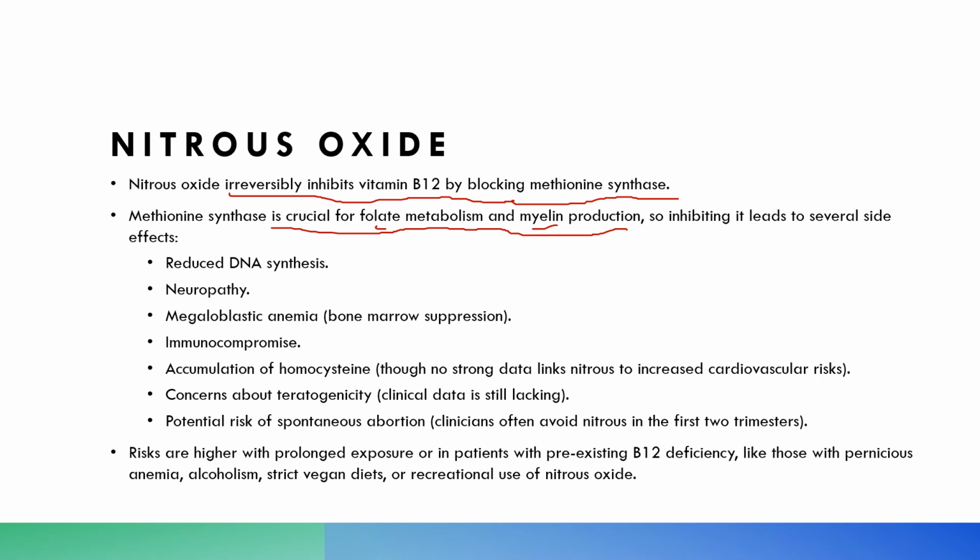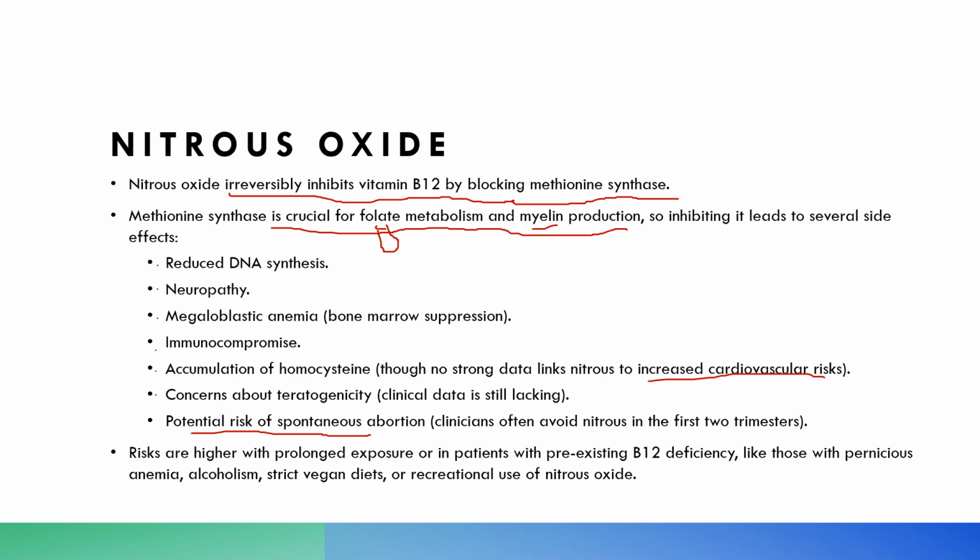So when we inhibit methionine synthase, it leads to several side effects, okay? Reduced DNA synthesis, neuropathy, megaloblastic anemia, the patient becomes immunocompromised. Accumulation of homocysteine, which is an inflammatory marker, and it's linked to increased cardiovascular risk. Concerns about teratogenicity, and then also potential risk for spontaneous abortion, which makes sense if we think about folate and how important it is early in pregnancy, especially for those neurological structures to develop.